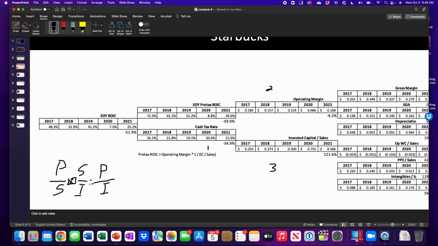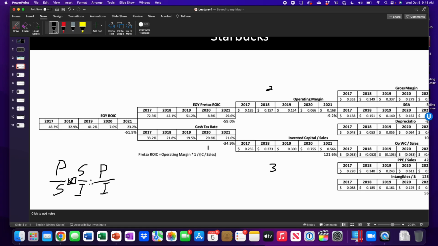So we just explained the first one, tax rate, which went down, again, from 33.2 to 21.6. That should have helped our after-tax ROIC, right? So the reason the after-tax ROIC went from 48.3 to 23.2, again, is because the pre-tax ROIC went from 72.3 to 29.6. That 59% drop is the whole reason why the after-tax ROIC went down.